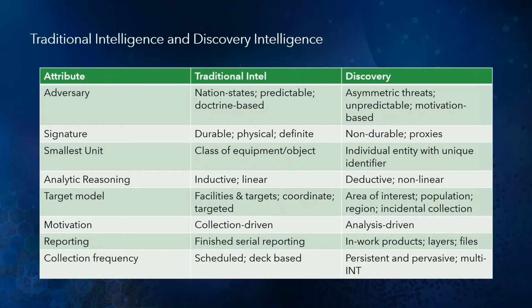When we talk about this traditional intelligence and discovery intelligence, the kinds of things you're going to be looking for are going to be different in the different scenarios. So in traditional intelligence, you might be looking for these very durable or physical signatures of an adversary, so a missile silo or anti-aircraft gun, where the signatures in a discovery case might be changing constantly, and so you actually need to adapt your model.